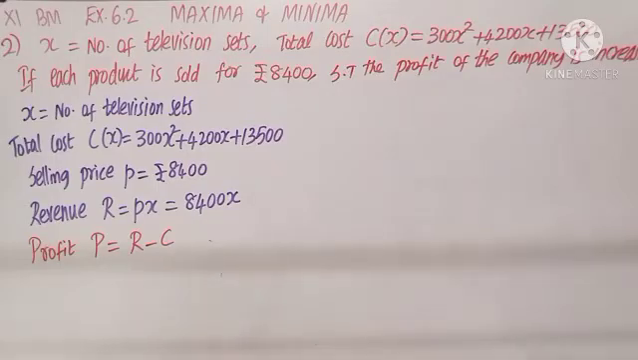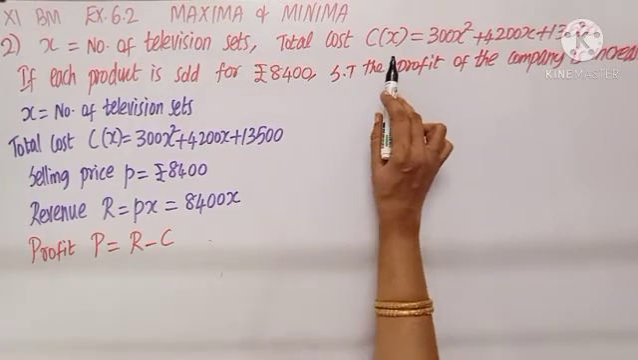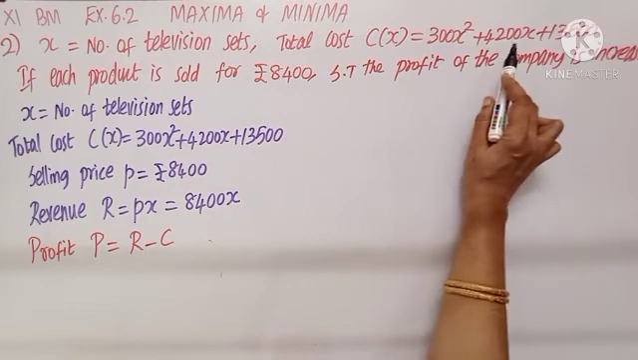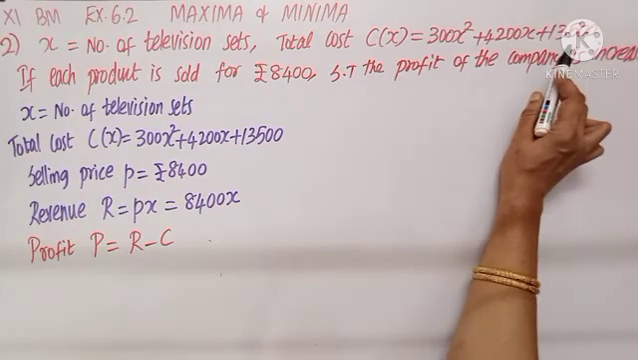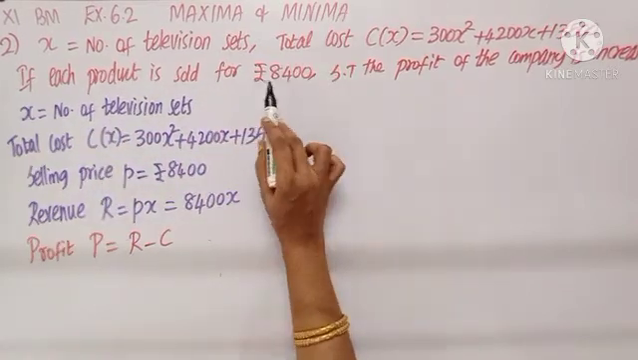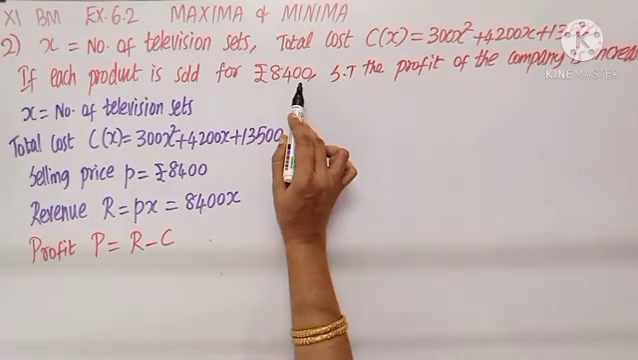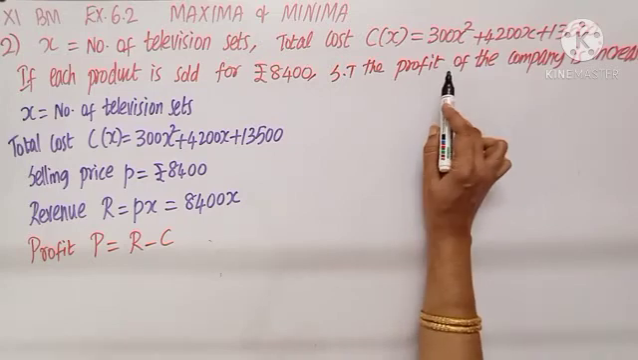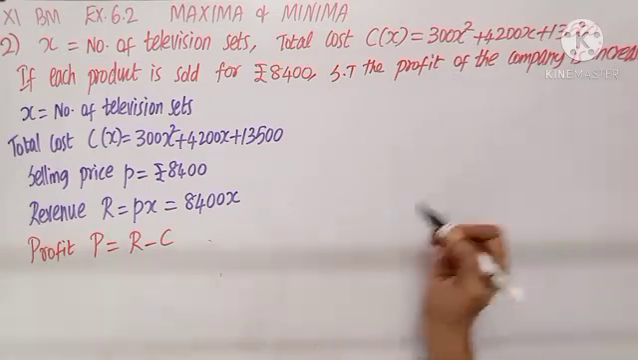Second question, x being the number of television sets produced. The total cost of producing x number of television sets is 300x squared plus 4200x plus 13,500. If each product is sold for rupees 8,400, show that the profit of the company is increasing.